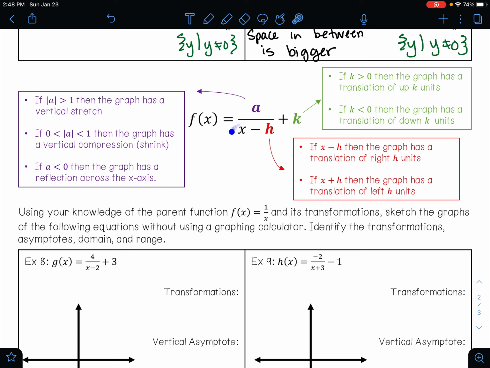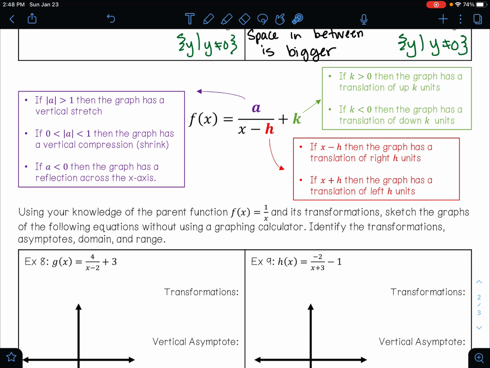In your denominator, you'll have x minus h. If it's x minus h, then that means that you've translated to the right h units. And if you have x plus h down here, then that means that you will have gone to the left h units. And then your k on the end will tell you if it's greater than 0. So if it's positive, you will go up k units. And if k is negative, then you will go down k units.